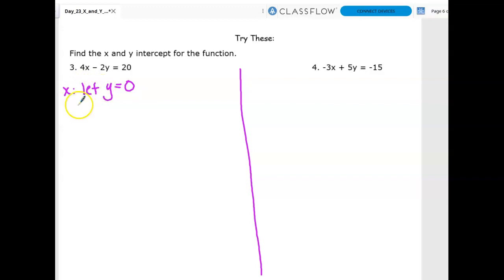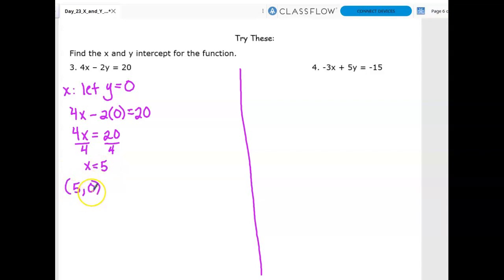We've got 4x minus 2 times 0 equals 20. So we end up with 4x equals 20. We divide both sides by 4, and our x is 5. So the x-intercept would be 5, 0, because our x is 5 and our y is 0.